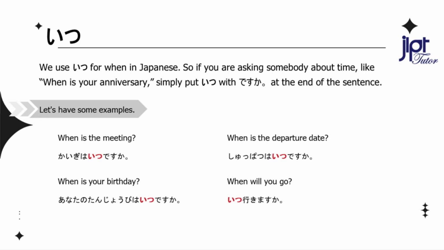The first question word is when, and we use itsu for when in Japanese. So, if you're asking somebody about time, like when is your anniversary, just say itsu desu ka? Let's have some examples. When is the meeting?